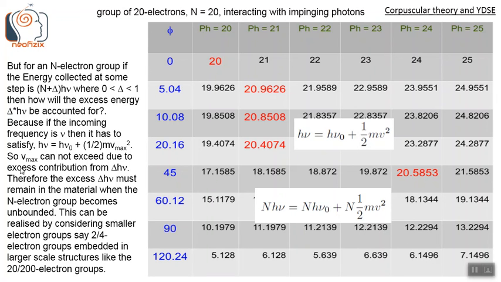Experimentally we have seen that the remainder 0.8508 cannot go into this photoelectric effect. Only 20 h nu can go here, and then it can change the state of 20 group electrons from the lowest energy state to unbounded state, but 0.8508 still remains.